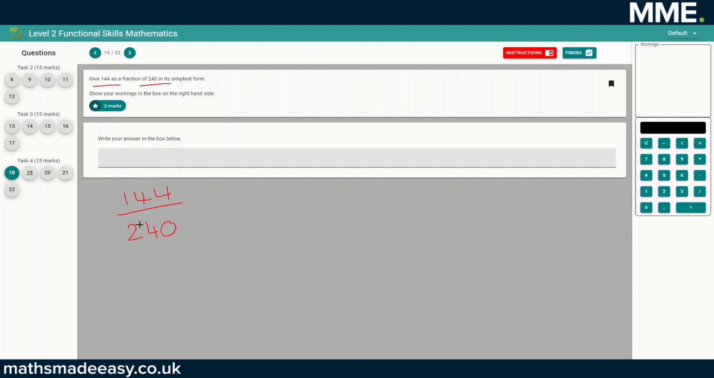Now what we want to do is reduce it to its simplest form. To do this, we just need to take out common factors. So just looking at it briefly, you can see that 12 is a factor of both. So we know 12 times 12 is equal to 144, and 12 times 20 is equal to 240. So by taking a factor of 12 out from both the numerator and the denominator, an equivalent fraction, that's just a simplified version, will be 12 over 20.